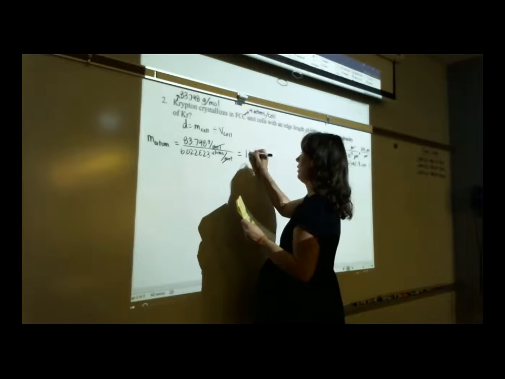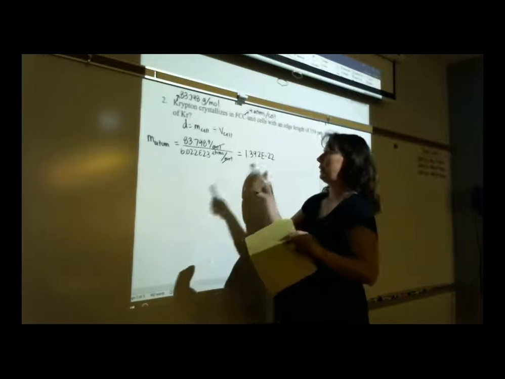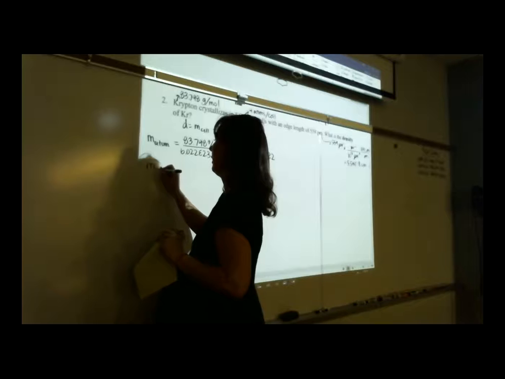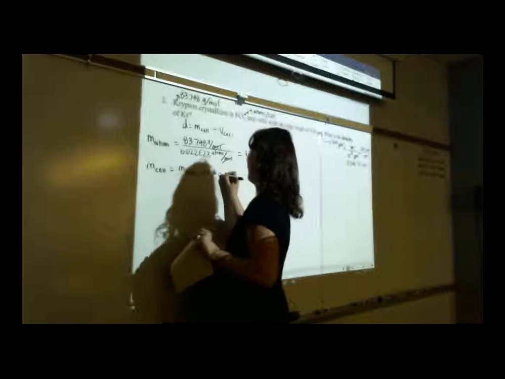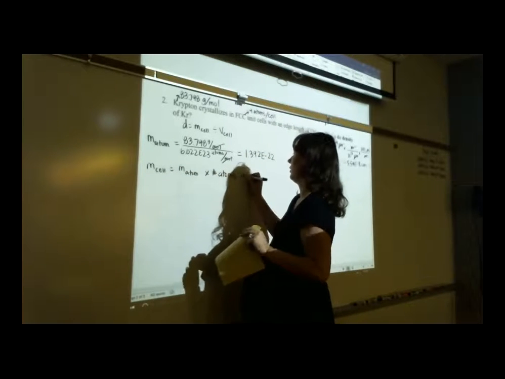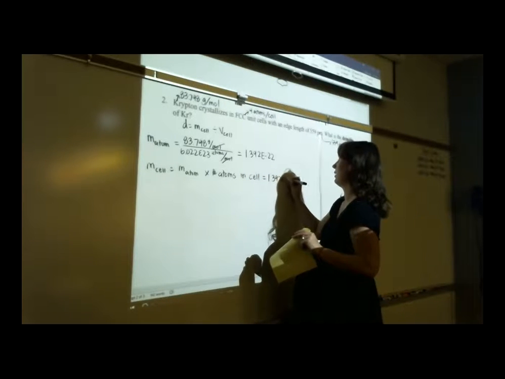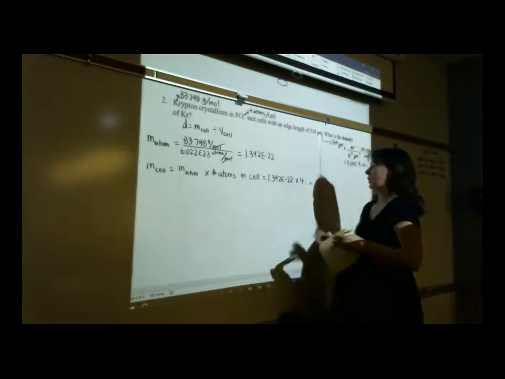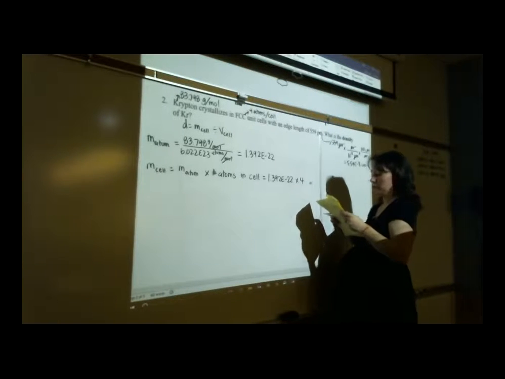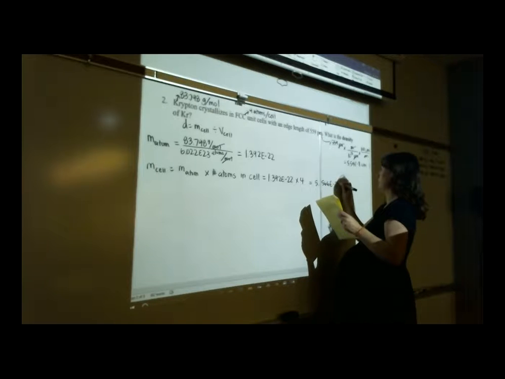So I got 1.392 times 10 to the negative 22nd. Now we can get the mass of the entire cell. M cell is mass of an atom times number of atoms in cell. So that would be 1.392 times 10 to the negative 22nd times 4, right? When I did that, I got 5.566 times 10 to the negative 22nd grams.